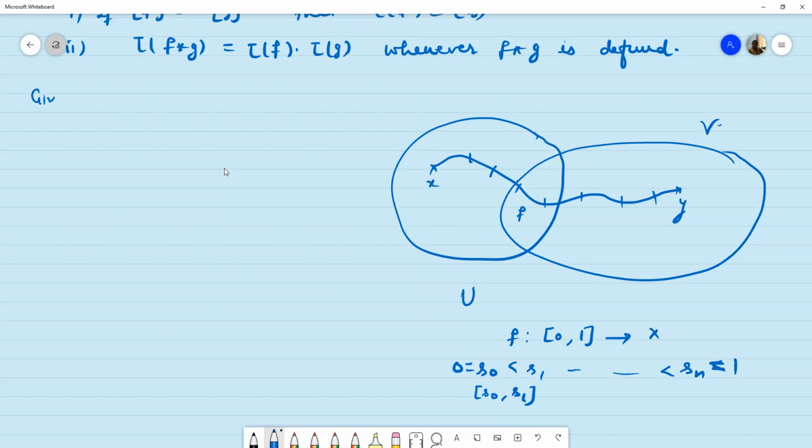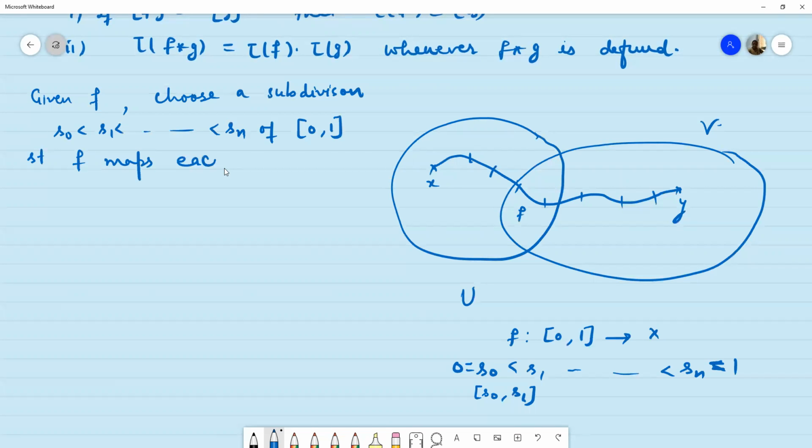For any given path f in X, we choose a subdivision, say s0 < s1 < ... < sn of the interval [0, 1], such that f maps each of the subintervals into either U or V.